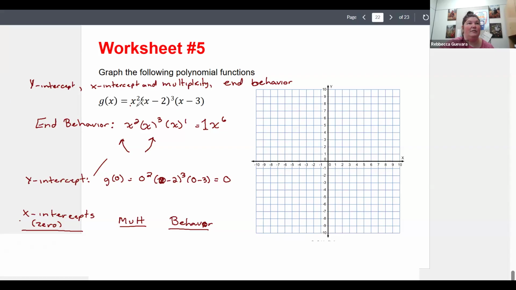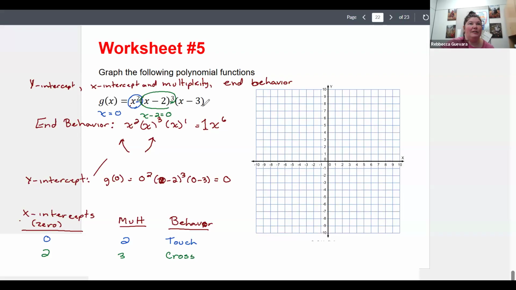Color code is easier to see. This says I have a 0 at 0 because we're looking at x equals 0. So that means we have a 0 at 0 and a multiplicity of 2. So we expect to touch at this spot. So for my next one here, if we look at that factor, then we're gaining x minus 2 is equal to 0, meaning that x would have to be positive 2, and our multiplicity is 3. So we're going to cross at this point.